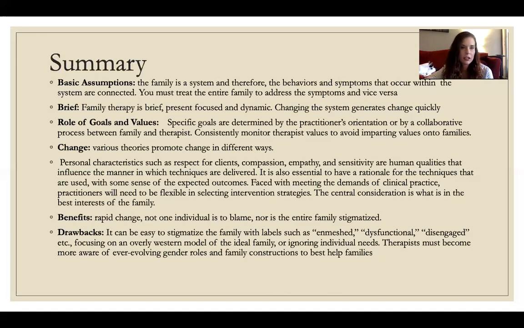Some of the drawbacks include that it can be really easy to stigmatize the family with labels such as enmeshed, dysfunctional, disengaged, etc., focusing on an overly Western model of the ideal family or ignoring individual needs. So we have to be aware of all of these things. We also need to be aware of the ever-evolving gender roles and family constructions to best help families.